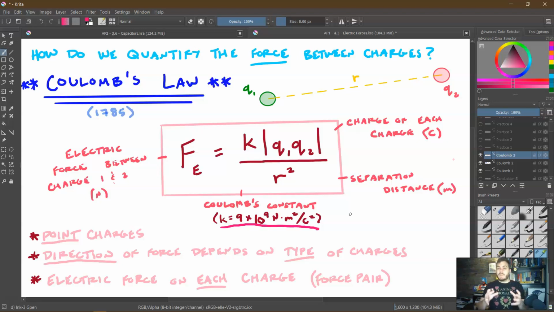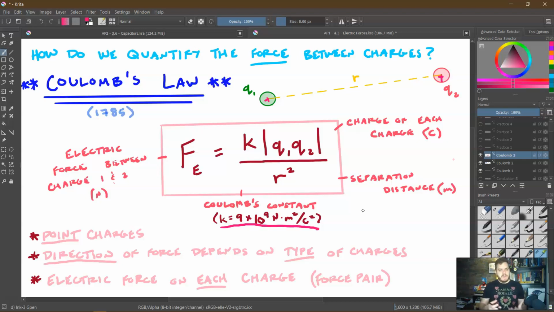One, this equation really only works for point charges. If I have a plate of charges, that's going to be a different equation. The direction of the force depends on the type of charge. So for instance, if this was positive and negative, well then the direction would be towards each other. If instead this was positive and positive, the direction would be away from each other. So you have to look at that specifically. The equation really just gives you the magnitude. The direction you have to get specifically from whether these are positive, negative, or some combination of charges. And lastly, this is the electric force on each charge.